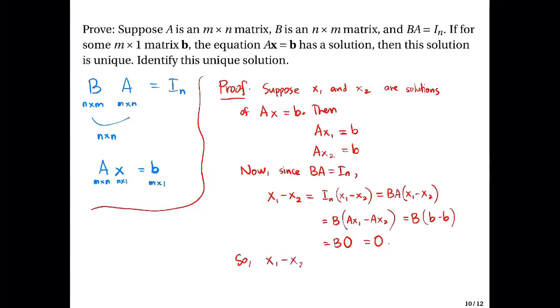So, x1 minus x2 equals the 0 vector, or x1 equals x2. So, whatever two solutions you get, you will end up with getting the same solution. So, the solution is unique.